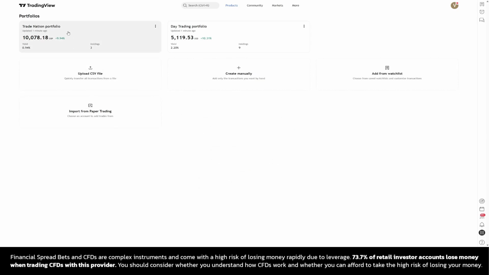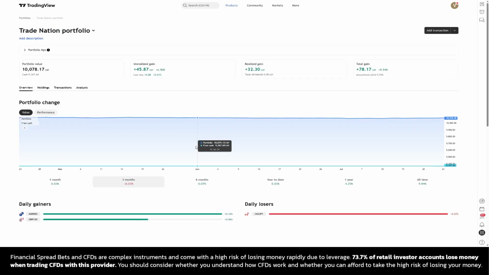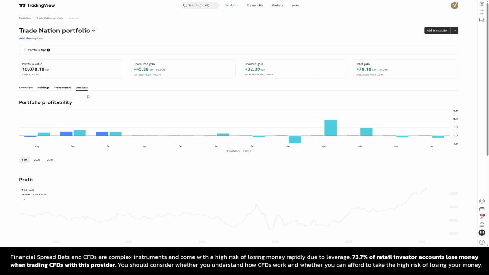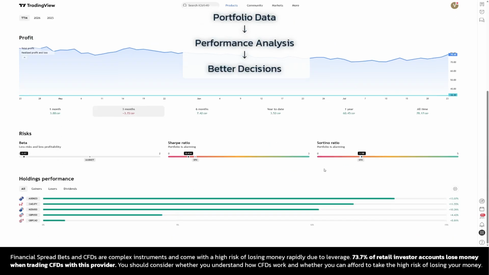Essentially, TradingView portfolios help turn portfolio activity into structured insight. They bring holdings, transactions, performance, benchmarks, and risk metrics into one view. What this means is they can help evaluate results, identify strengths and weaknesses, and manage portfolio decisions with greater accountability.